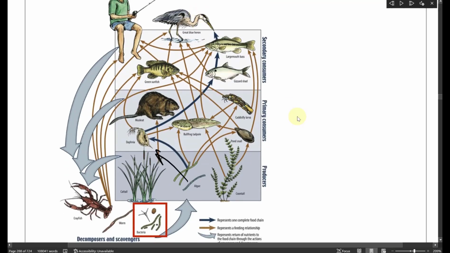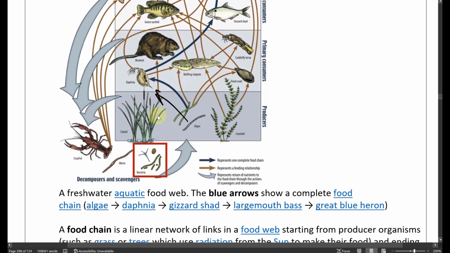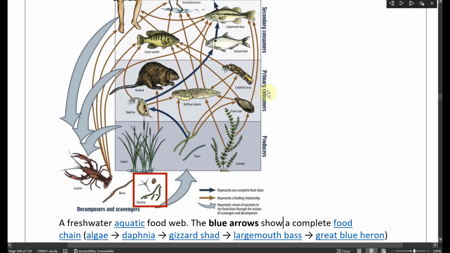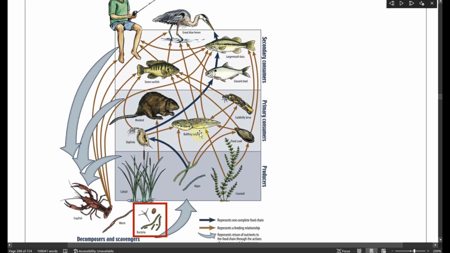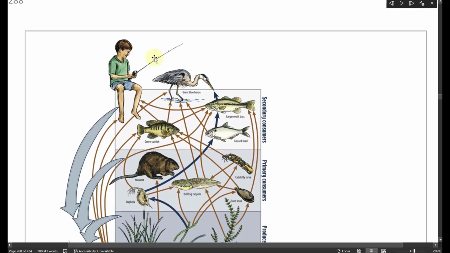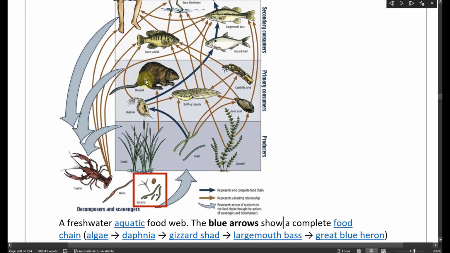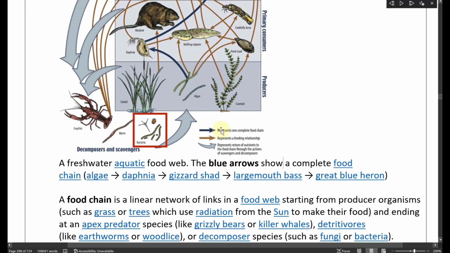It's very interesting. So you have the producers right here. There's another one, coontail, and cattail. These produce their own food, and then you have the primary consumers that eat these foods, and the secondary that eat the primary consumers. So producers, consumers over here, primary, secondary, and tertiary. And then what you have here is these other lines. The blue lines represent one complete food chain, from here all the way to the end.